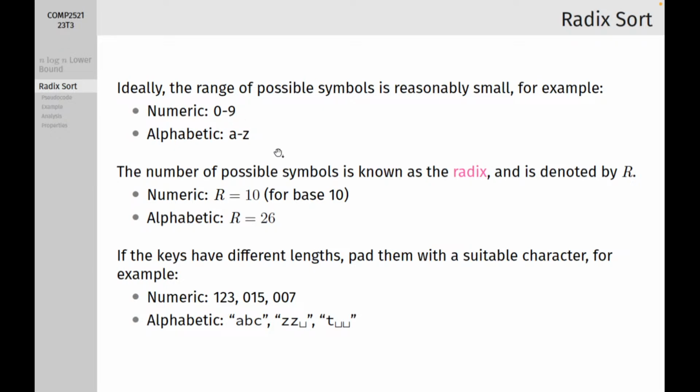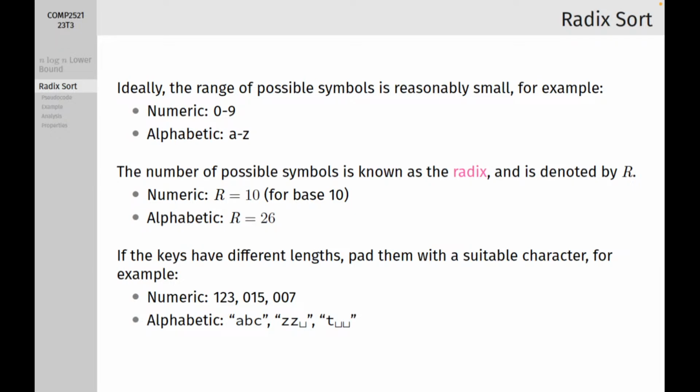Okay, and why is radix sort called radix sort? Well, the reason is the number of possible symbols is known as the radix, and we denote this by R. So for numeric keys, R would be equal to 10, because you've got digits from 0 to 9. For alphabetic keys, R would be 26, because you've got 26 letters of the alphabet.